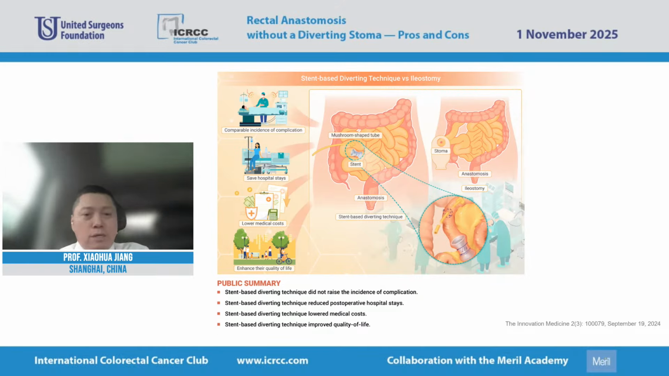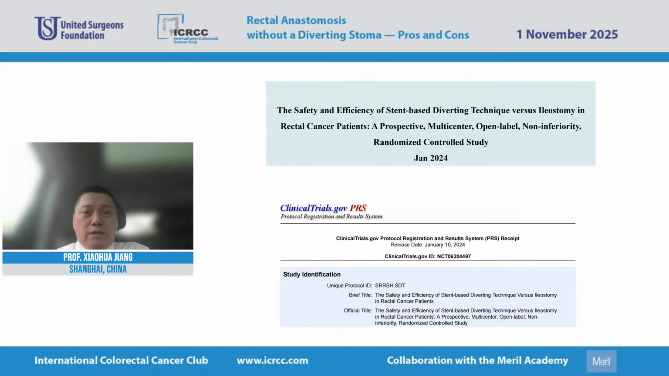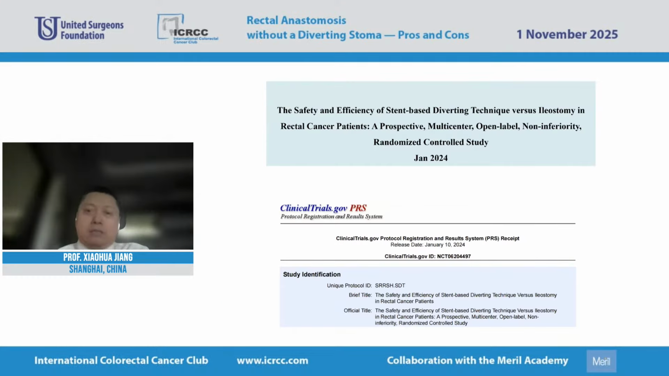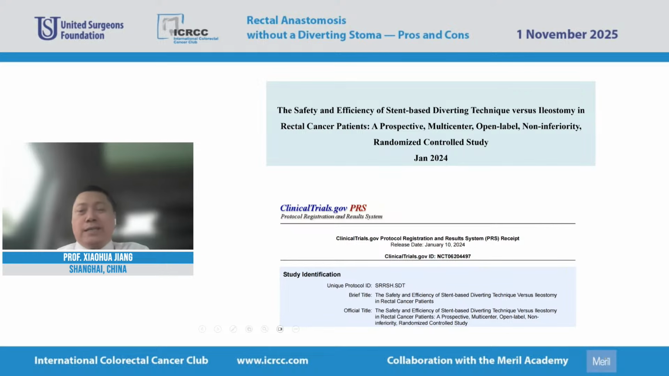So this is the phase 2 clinical trial. So last year, Professor Cai conducted our national phase 3 clinical trial, that is the safety and efficacy of SDT with ileostomy in rectal cancer patients. This is an RCT.